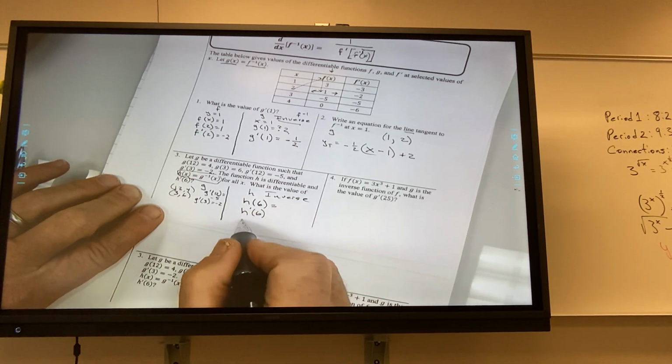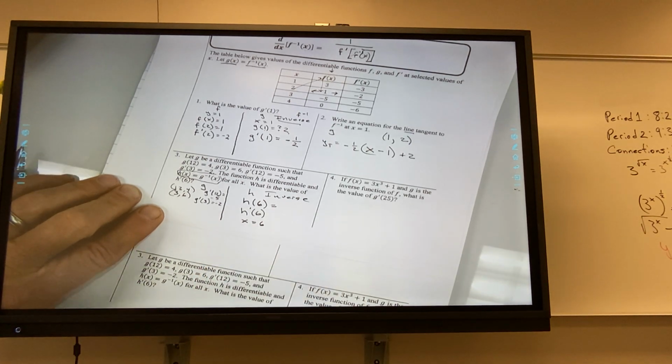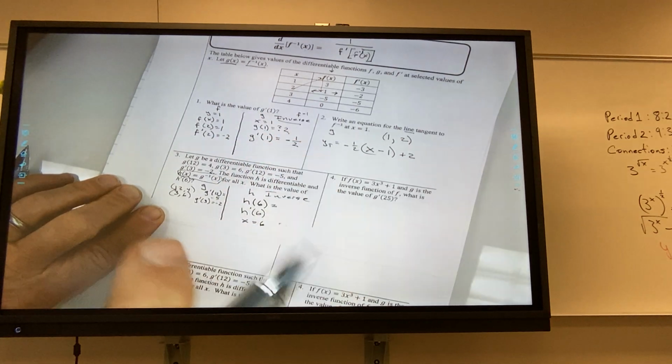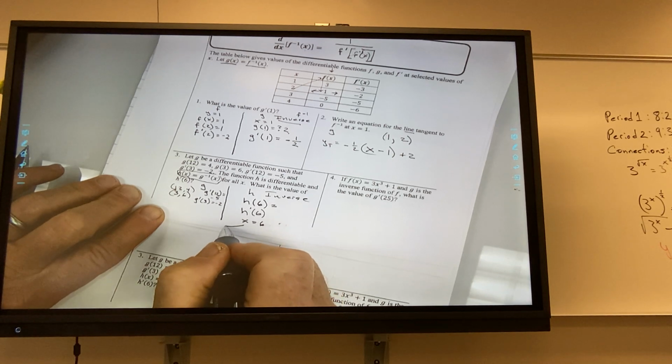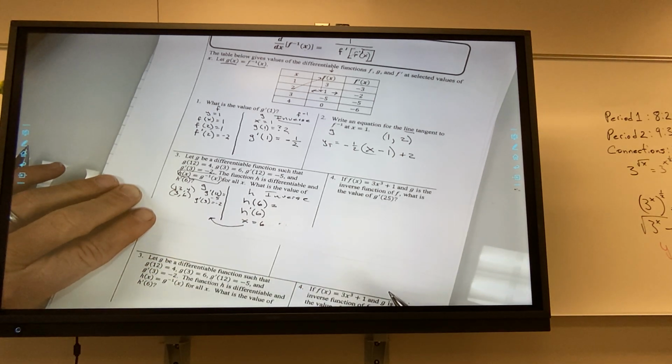So, x equals 6. Correct? On this side, I'm on the inverse side. X is equal to 6. But when I bring this 6 over here, x no longer equals 6, does it? That 6 becomes a what? A y. Why, you ask?